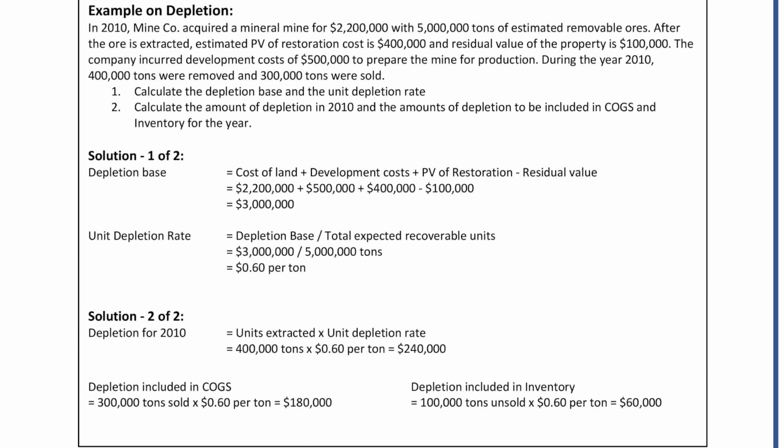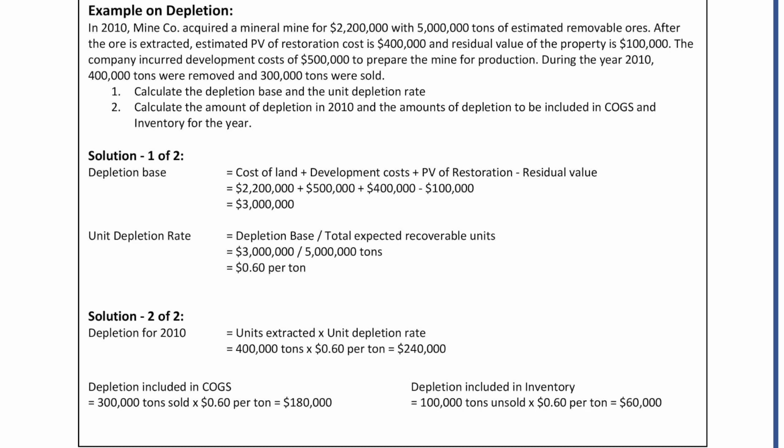And now let's look at the example on depletion that we have on the second half of page 30. In 2010, Mine Company purchased a mineral mine for $2.2 million with removable ores estimated at 5 million tons. The property has an estimated present value of restoration cost of $400,000 after the ore has been extracted, with residual value of $100,000. The company incurred $500,000 of development costs preparing the mine for production. During the year 2010, 400,000 tons were removed and 300,000 tons were sold.